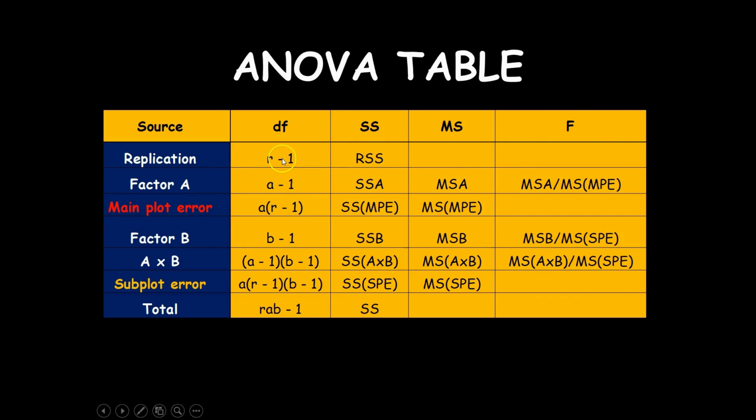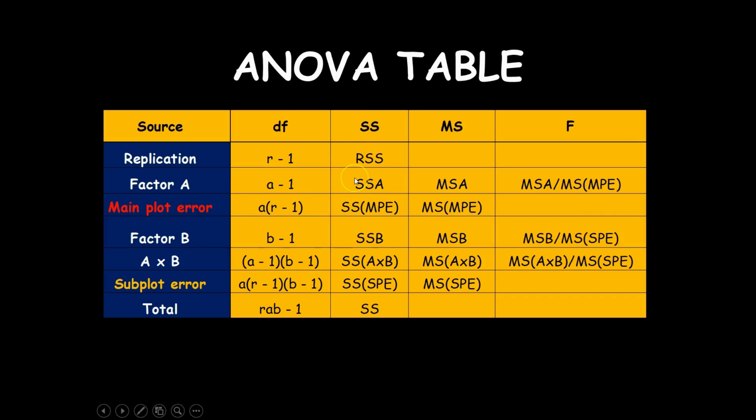So the replication degrees of freedom is r minus 1. For main plot factor, we have a minus 1. In order to get the main plot error, because we have 2 errors here, one is due to the main plot and the other is the subplot error, as r into the levels. A is the levels of the main plot, and B are the levels of the subplot, and this is the interaction, and this is the way we get the error degrees of freedom, and this is the total degrees of freedom.